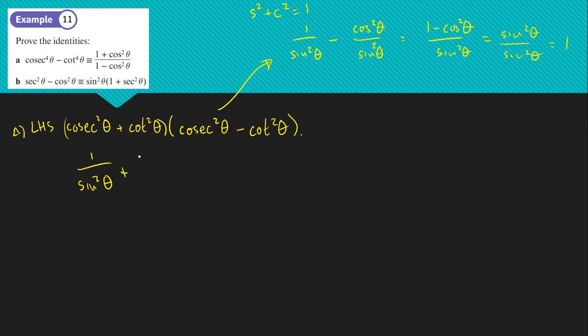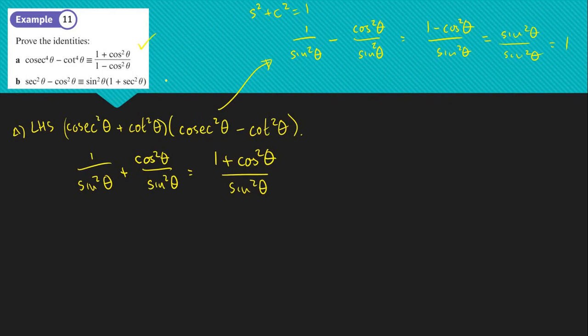So I'm going to get cos squared theta over sine squared theta. Okay. Now that's going to be 1 plus cos squared theta over sine squared theta. The denominators are the same, so you can just add those ones up. Now that's produced the numerator that I was after.